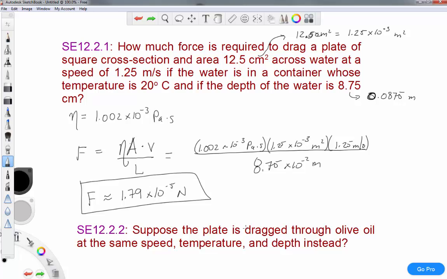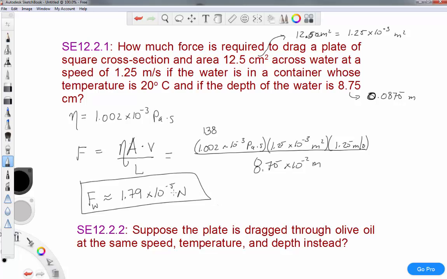So if you look up in that same table the viscosity for olive oil, for water it was 1.002 times 10 to the minus 3. For olive oil it ends up being 138 times 10 to the minus 3 Pascal seconds.